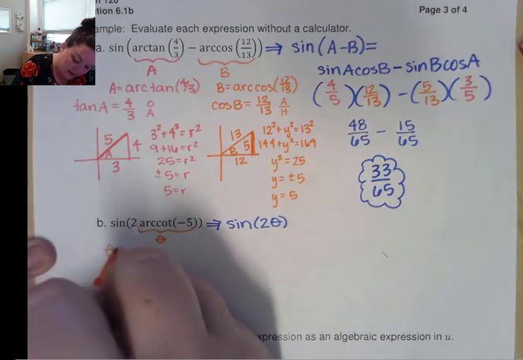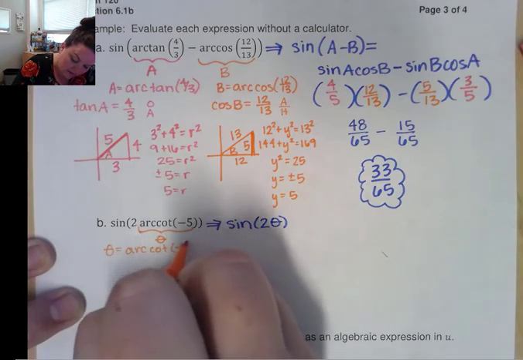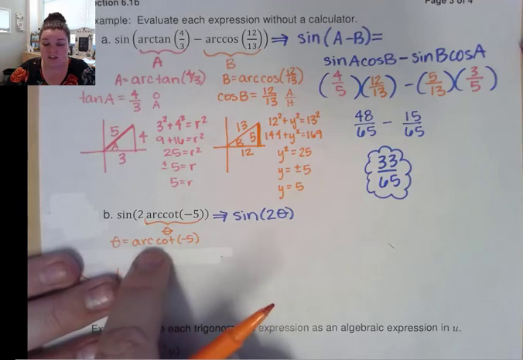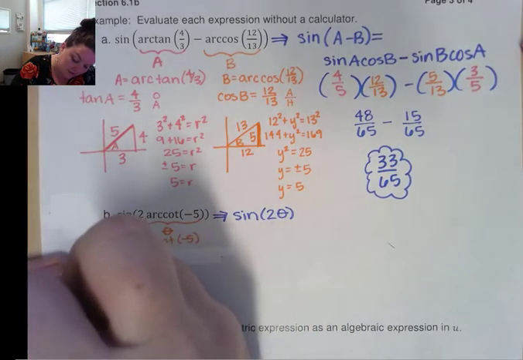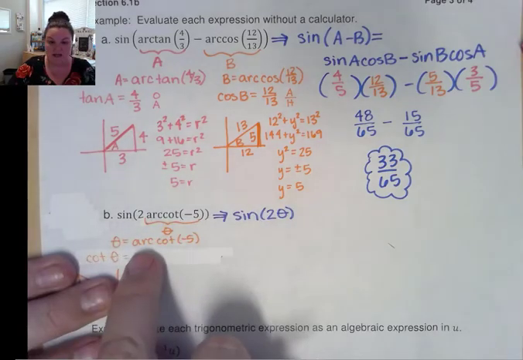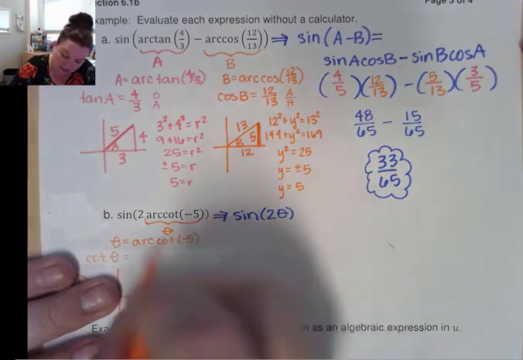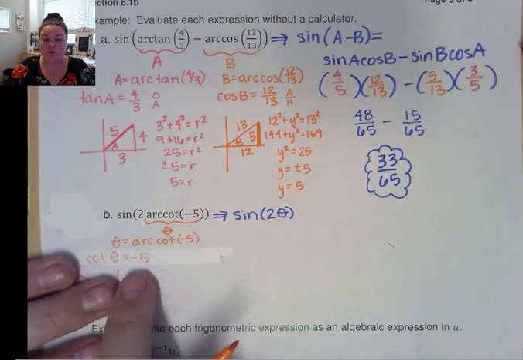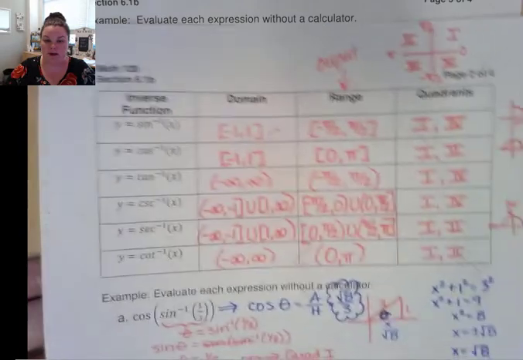So if I let theta equal the arc cotangent of -5. All right, so to get rid of this arc cotangent, we need to take cotangent of both sides, right? So cotangent of the left side is going to give me cotangent theta. When I take cotangent of the right-hand side, it's going to cancel with the arc cotangent, and I'll just be left with -5.